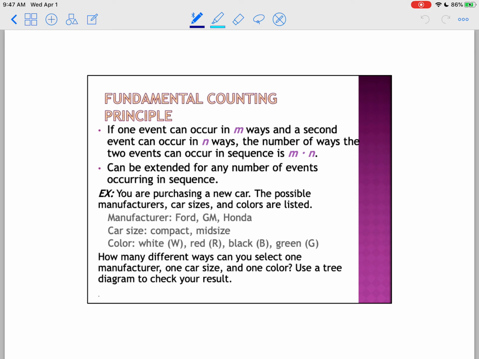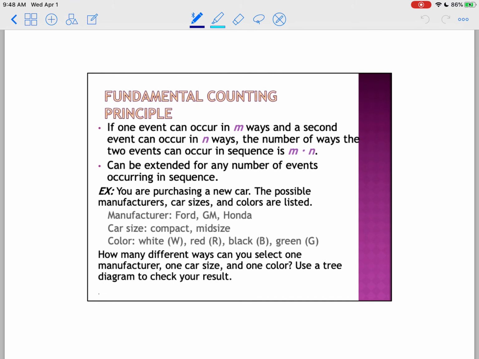We did 3 in both cases of the warm-up. And so we have, we're purchasing a new car. The possible manufacturers, car sizes, and colors are listed. So we could get a Ford, a GM, or a Honda. We can get a compact or a midsize, and we can get that in white, red, black, or green. We want to know how many different ways you can select one manufacturer, one car size, and one color, and we're going to use a tree diagram to do this.